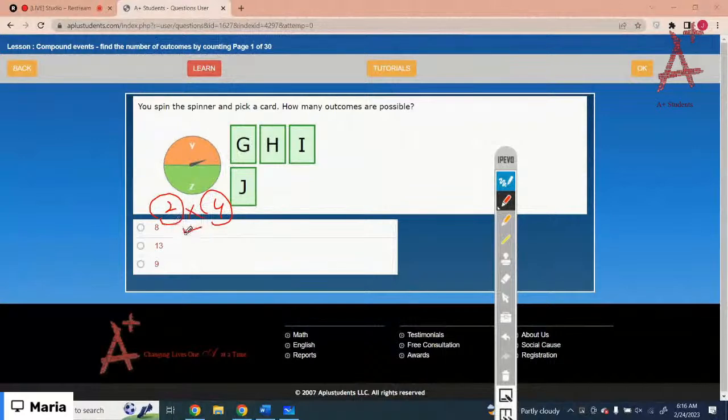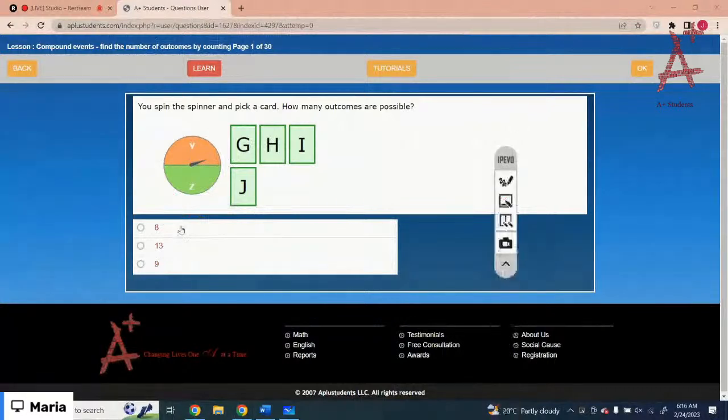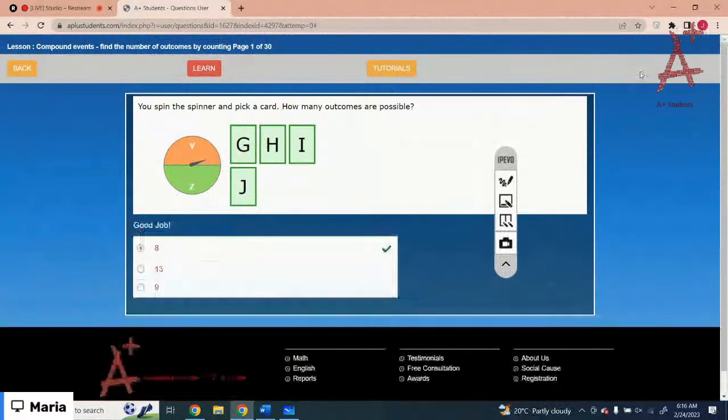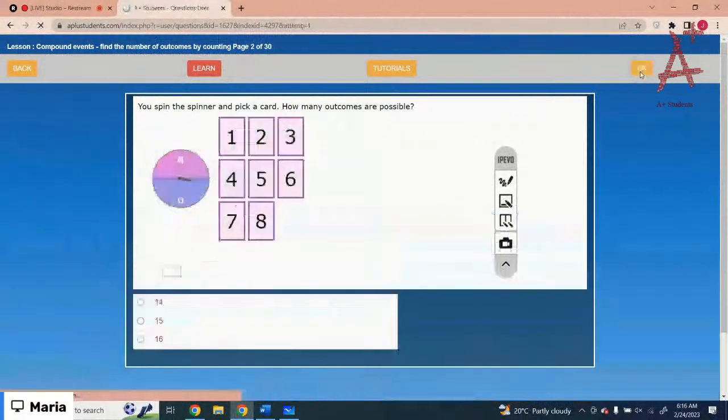4 times 2 is 8. That means you spin the spinner and pick a card. The total outcomes are 8. Got it? So the correct option is 8. And I will let you know the tree method. That is a very easy method, but a bit long. I will explain for the next one.